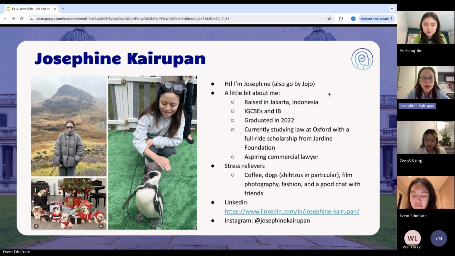I just put some photos there of my time in the UK, very representative. My dogs aren't actually in the UK, they're in Indonesia, but those are my family's seven Shih Tzus. That's one of the stress reliefs I resort to. I love coffee, so it's always nice to have that. I think it's a very stressful degree, so you always have to have a couple of things that brighten up your day. And I think simple things like that are very helpful.